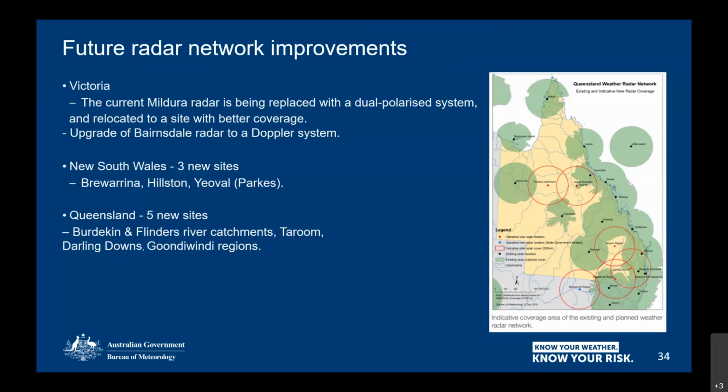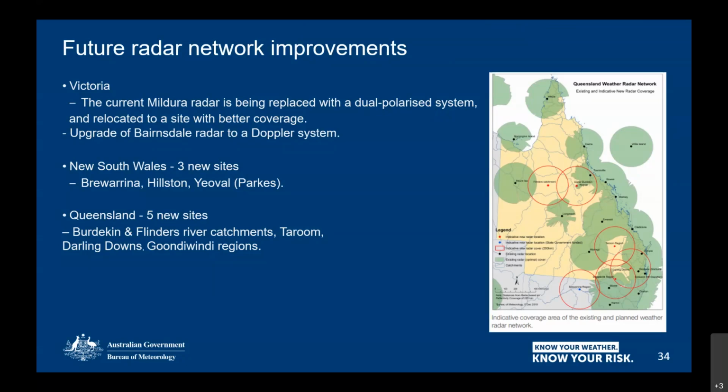New South Wales has 3 new sites west of the ranges. We've got a radar up towards Bourke, up towards the Queensland border at Brewarrina. That's going to be a new site. Heading a little bit further south inland is a new site at Hillston, and the most southern of the 3 radars will be at Yeoval, which is a town near Parkes. So there'll be 3 radars west of the ranges in New South Wales.